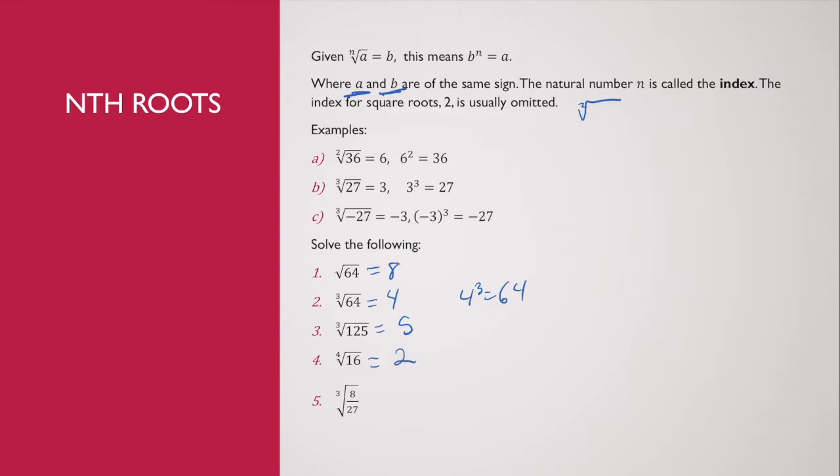And when it comes to taking the square root or the cube root or the nth root of a fraction, we want to distribute that cube root. So this becomes the cube root of 8 over the cube root of 27, which gives us 2/3.